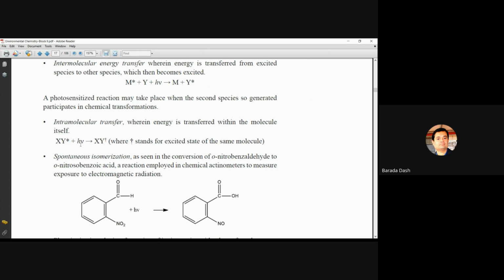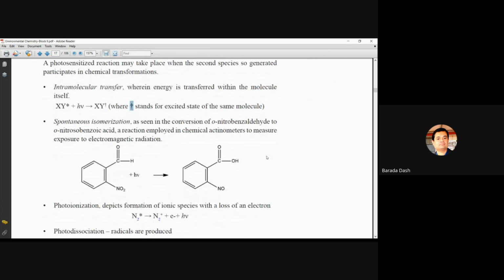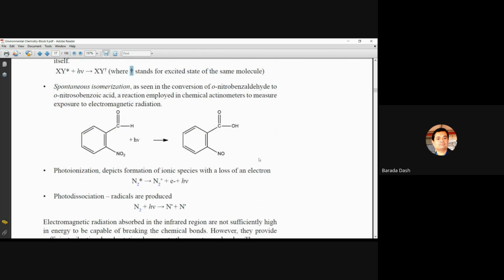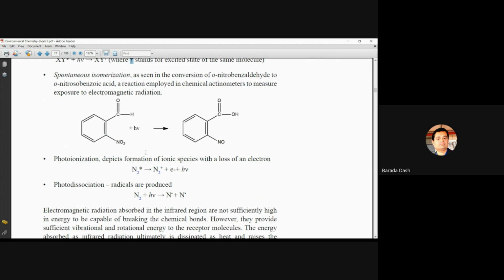XY star plus h nu gives you another XY star, where this cross symbol stands for the excited state of the same molecule. Then spontaneous isomerization. What is an isomer? An isomer has the same molecular weight but a different atomic or molecular structure. So that is called isomerization. A molecule can also isomerize in the presence of sunlight.